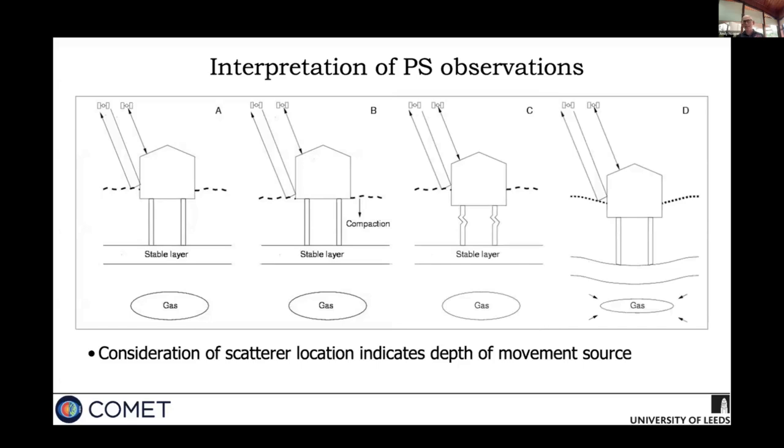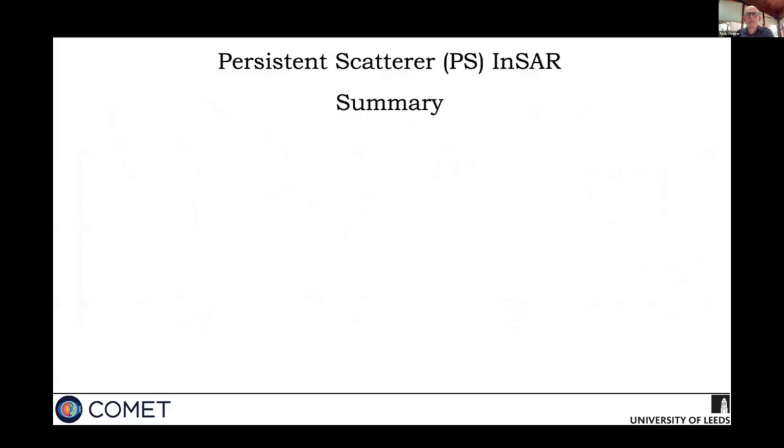But then in the case of something really deep-seated, so if you're extracting gas from very deep, or water or whatever it might be, then everything goes down. So both types of scatterer will go down. So there are occasions when it pays to actually think about where your scatterer is scattering from when you interpret the results.